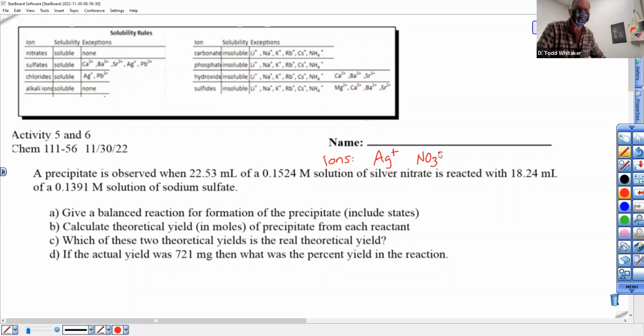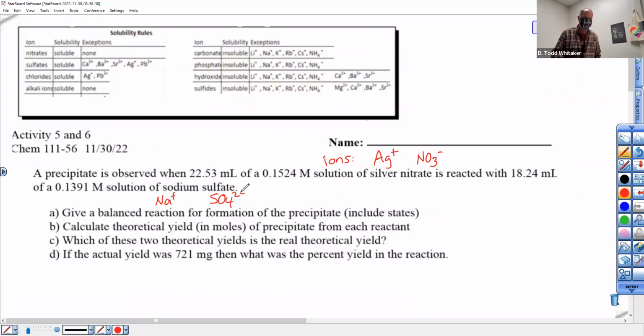NO3-1 will not be part of the precipitate. So I really don't need this table. Whatever product has nitrate in it is not the precipitate. We know this. Nitrates are never precipitates. Sodium is Na+, sulfate, SO4 2-. Now you're ready to do your mixing and matching of your ions.